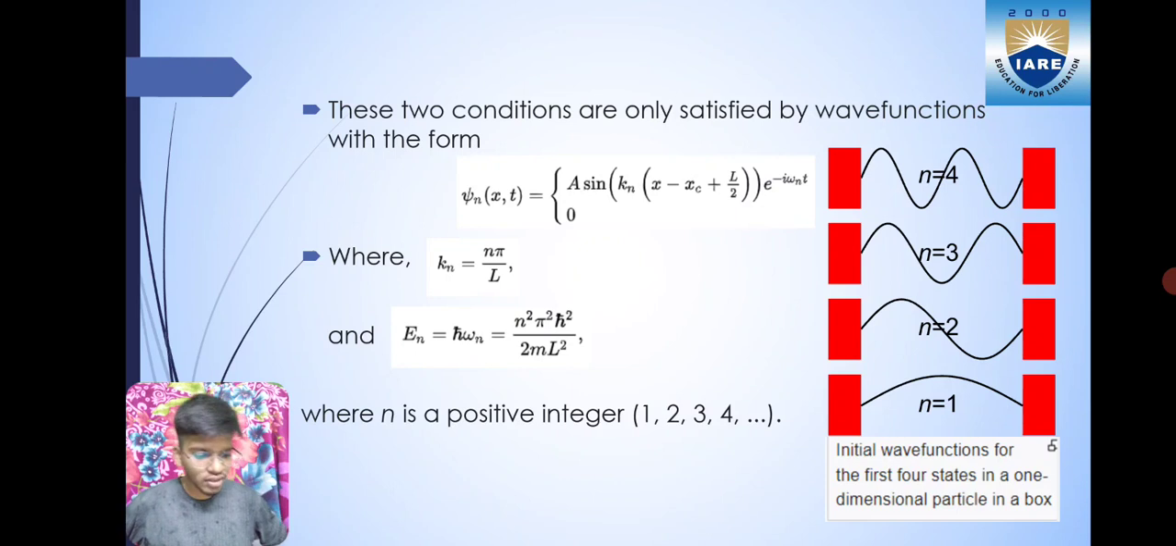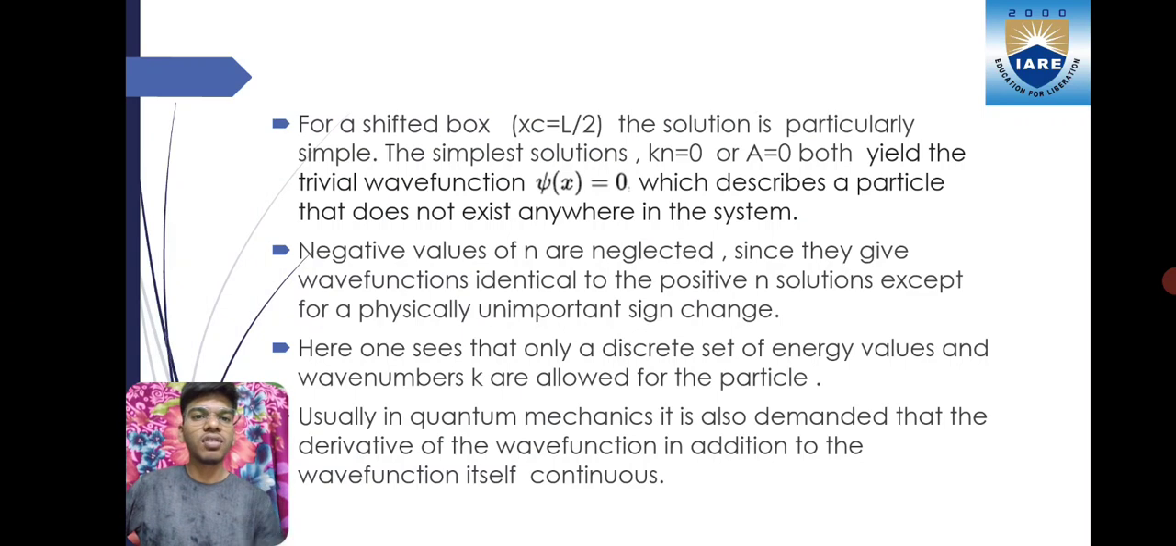And next, this diagram represents the initial wave functions for the first four states of a one-dimensional particle in a box. For a shifted box xc equals L by 2, the solution is particularly simple. The simplest solutions, kn equals 0 or A equals 0, both yield the trivial wave function psi of x equals 0, which describes a particle that does not exist anywhere in the system.